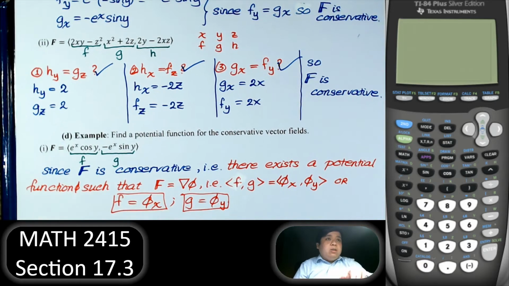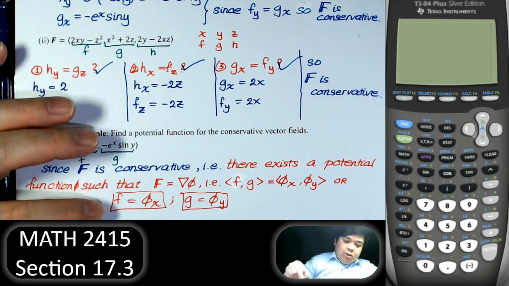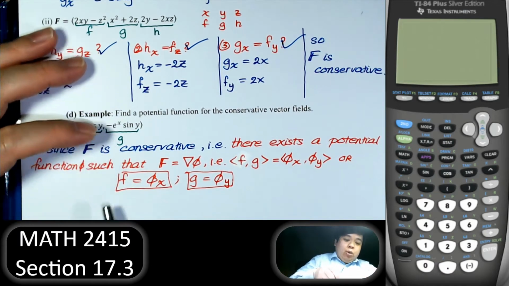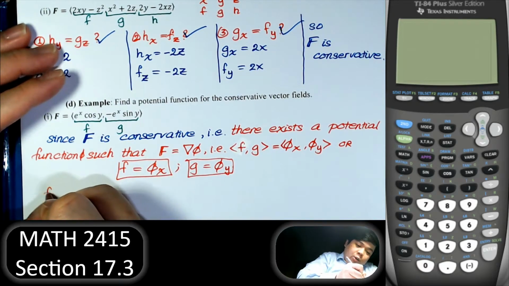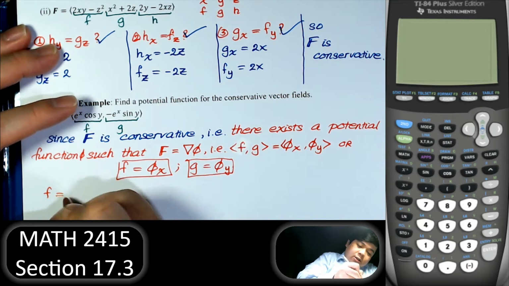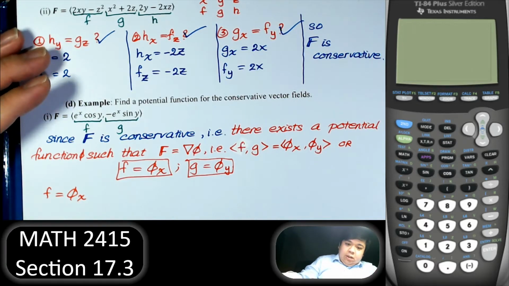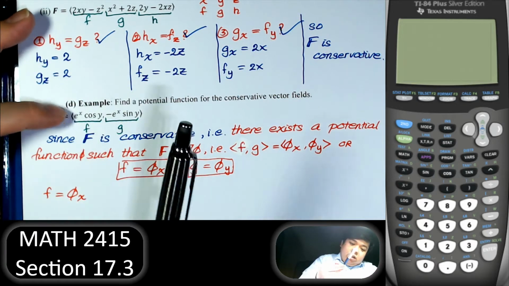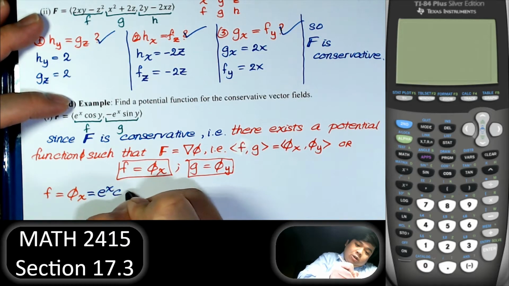And we're trying to find the function, right? So the idea is, if we have the derivative, we're going to get back to the function. We do the antiderivative, or finding the integral. So this is the first thing we will do. We integrate. So we start with the derivative of phi with respect to x, and that is equal to f, which is e to the x cosine y.